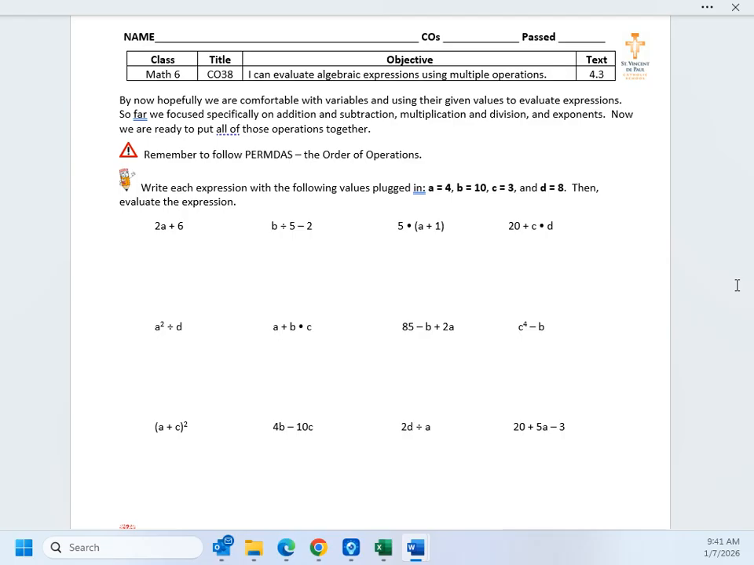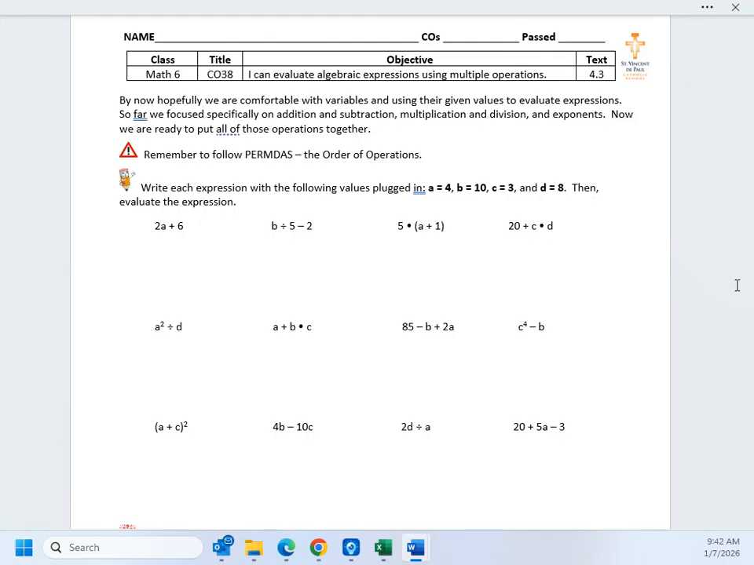You're solving it. Okay? So that's a term that we need to know, because when we see that in directions, we need to know what they're asking us to do. So if it says evaluate this, it means do the math, find the answer. So hopefully by now we are all comfortable with variables and using their given values to evaluate expressions. So far we focused specifically on addition and subtraction, multiplication and division, and exponents. We did exponents quite a while ago, but we have done them. Now we are ready to put all of those operations together.